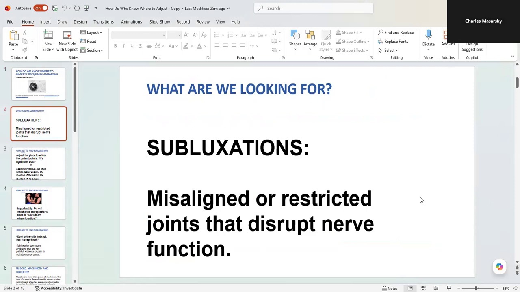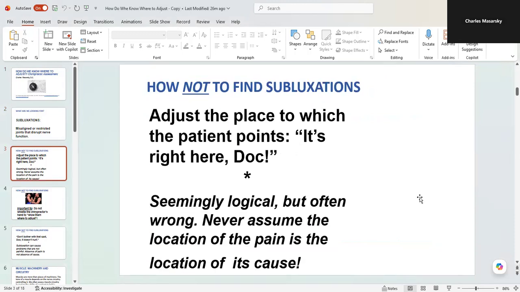So, when we look for something to adjust, what exactly are we looking for? We are looking for subluxations, which are misaligned or restricted joints that disrupt nerve function. There are several ways to not find subluxations. For example, if the patient tells us to adjust the place where it hurts, it's right over here, doc. That may seem logical, but is often wrong. Never assume the location of the pain is the location of its cause.